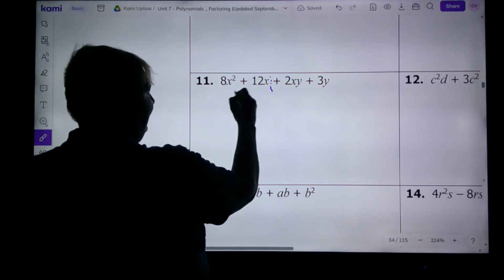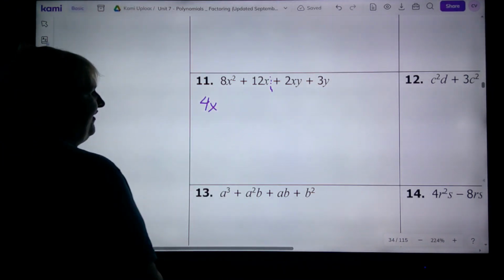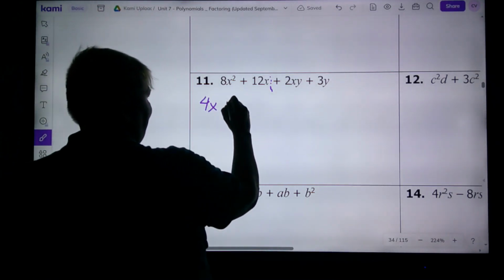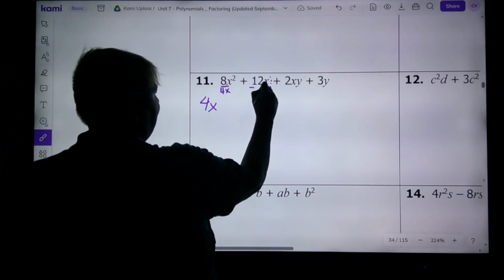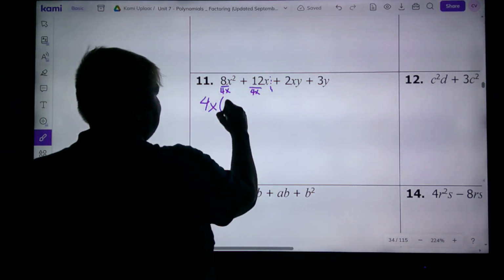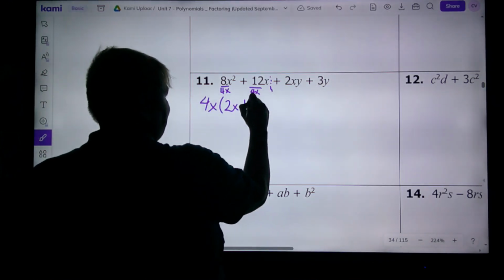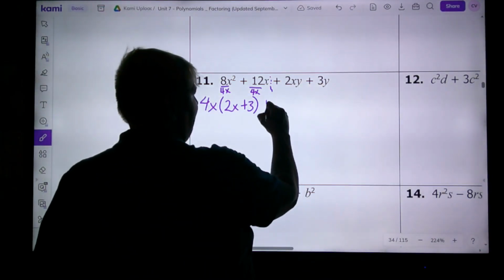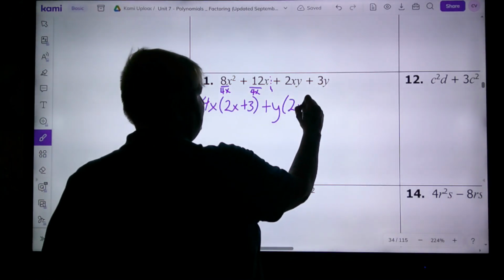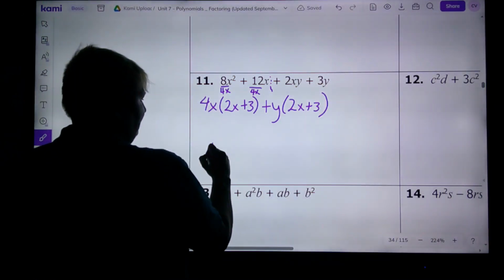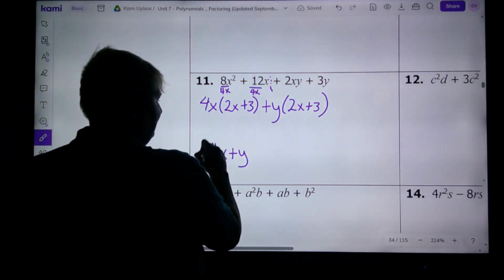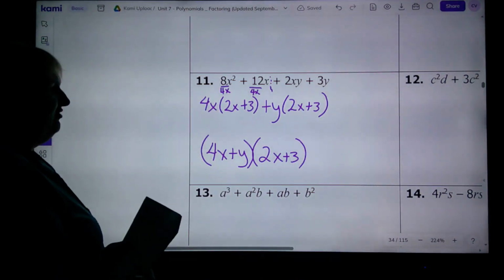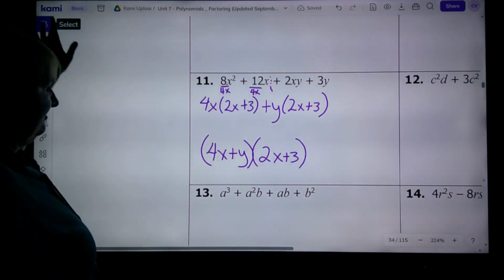I could take out 4x. Greatest common factor is 4x. And I'm left with 2x plus 3. Greatest common factor here is a positive y. And I'm left with 2x plus 3. So 4x plus y, 2x plus 3. And if you ever doubt, redistribute and double check your work. If you ever doubt.